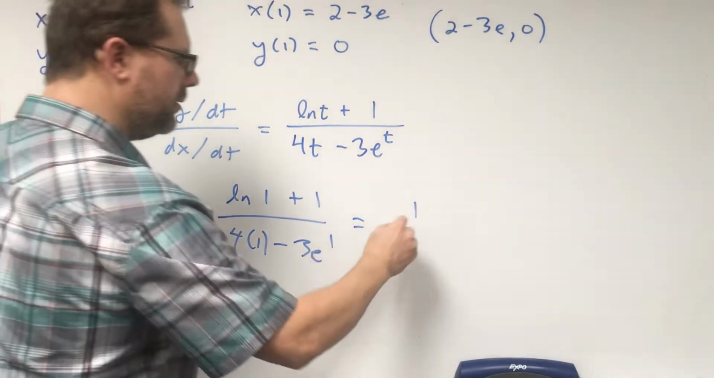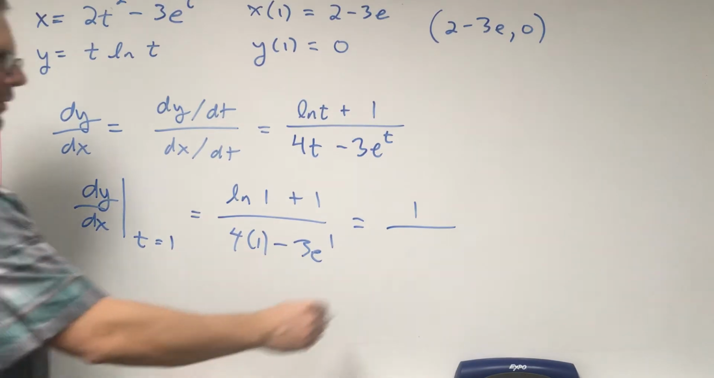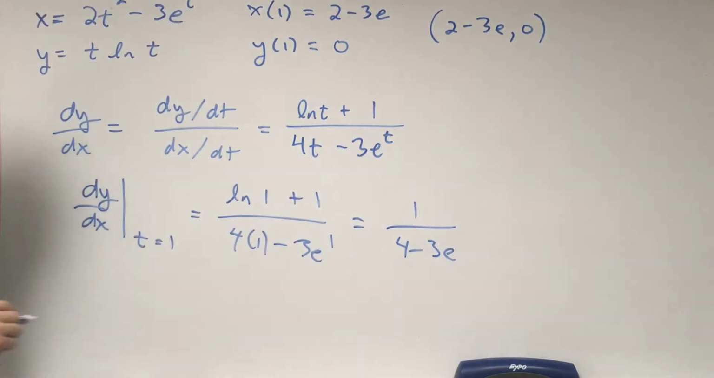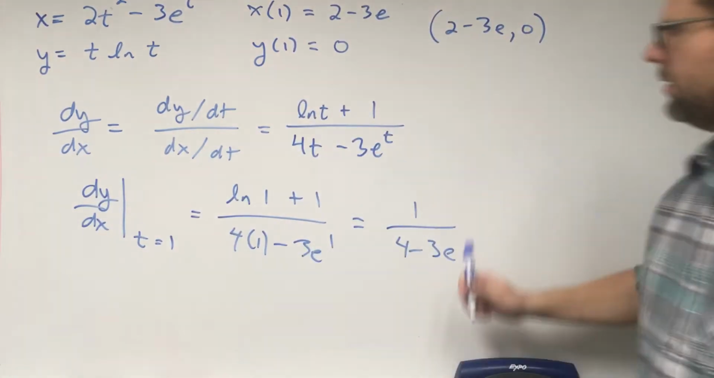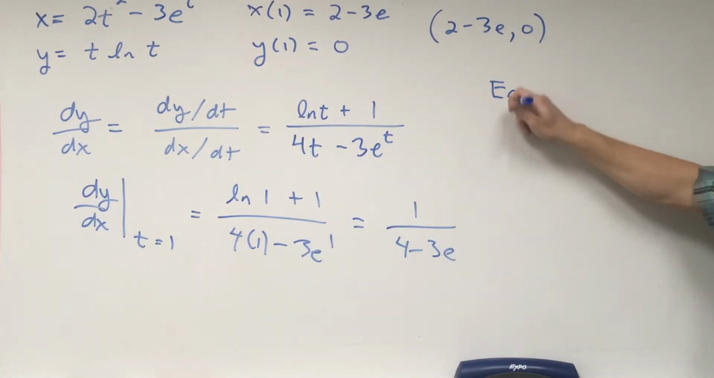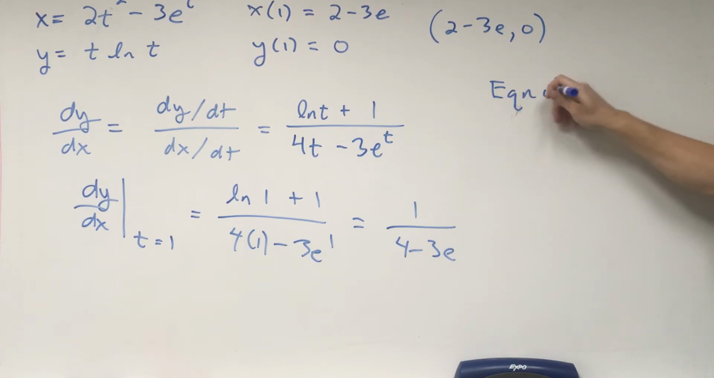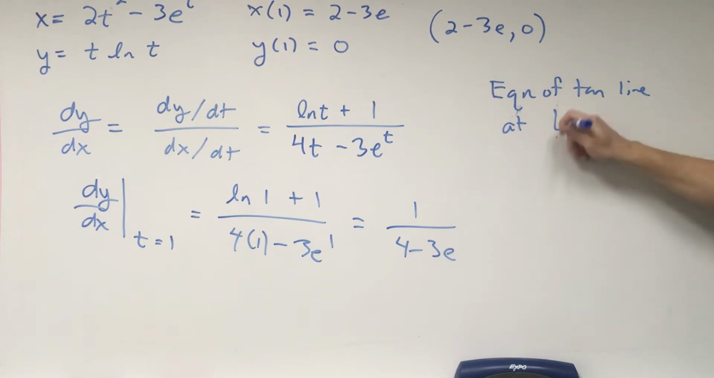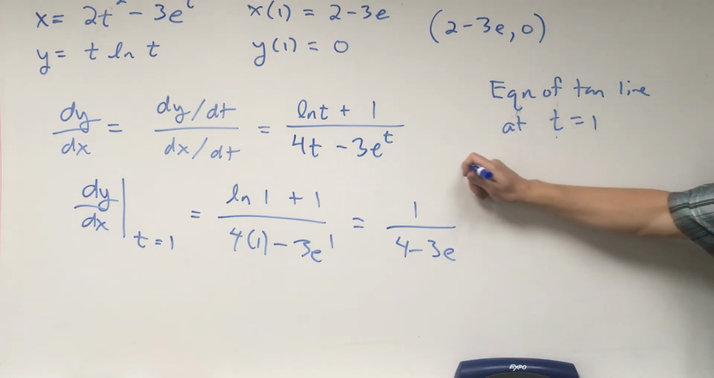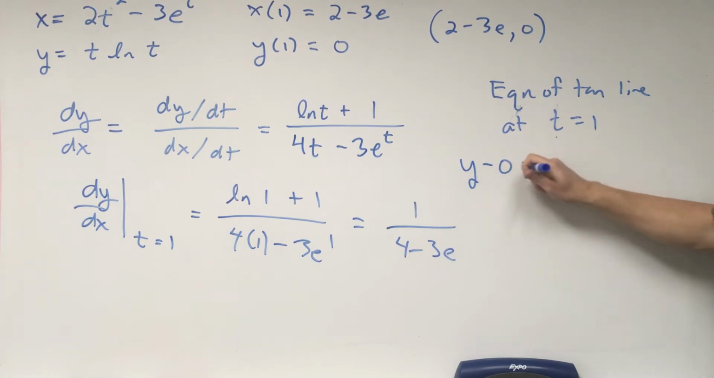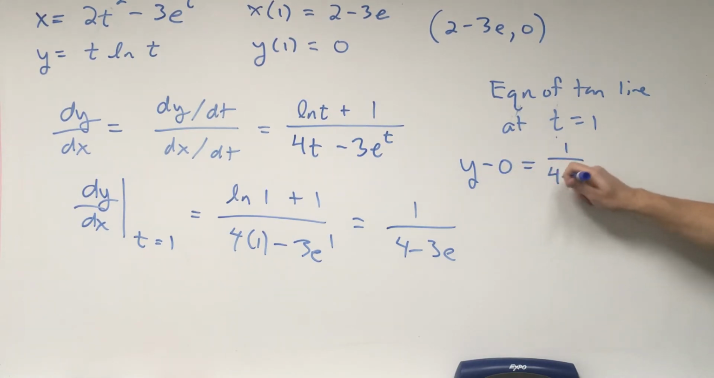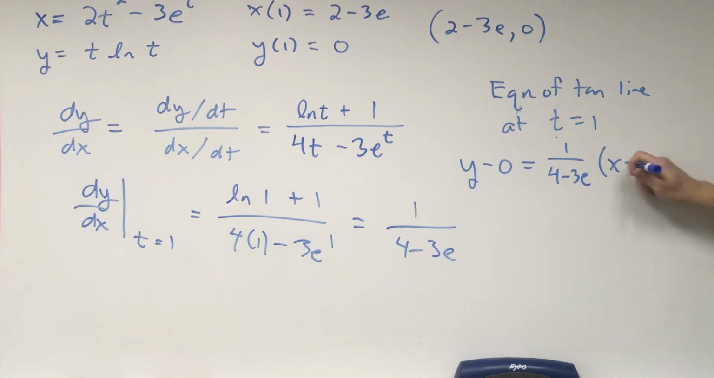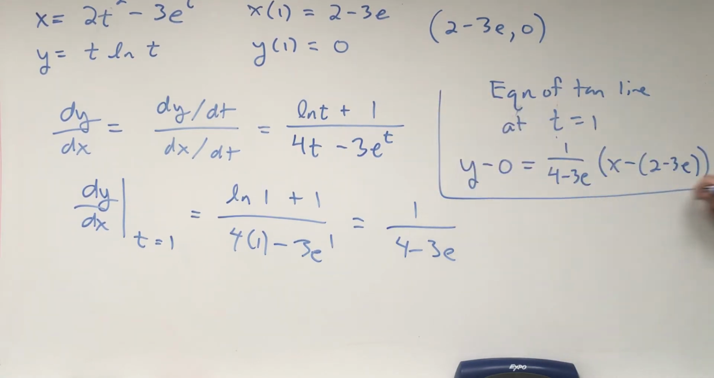Natural log of 1 is 0, and then I have 4 minus 3e on the bottom. So now we can say that the equation of the tangent line at t equal 1 is going to be given by y minus 0 equal our slope times x minus the x value, 2 minus 3e. So this is our equation of our tangent line.